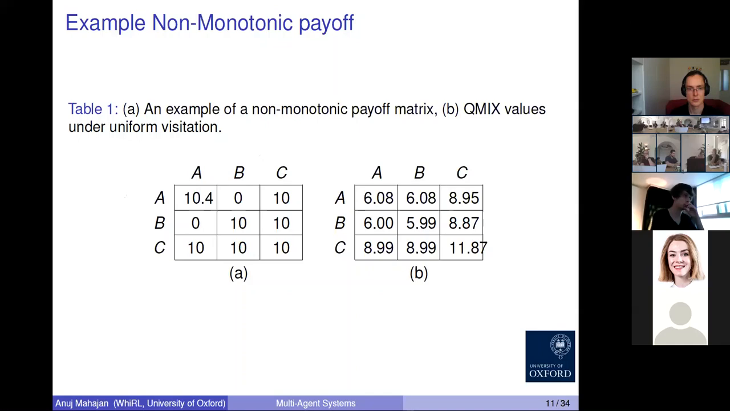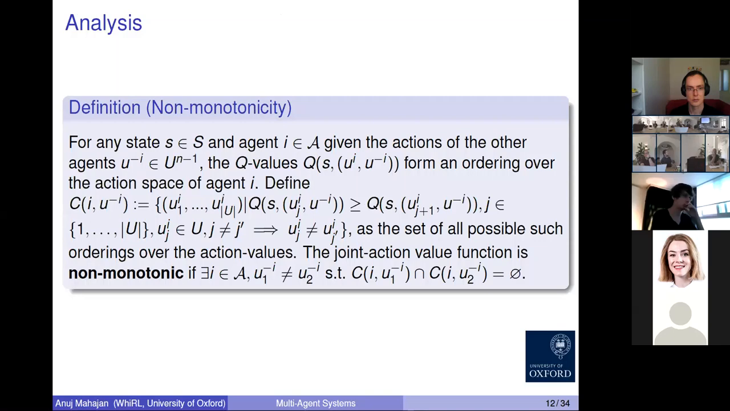And in general, non-monotonicity can be captured using this definition here, which covers every kind of case possible based on this conditioning property, which I previously mentioned. So yeah, it's a very big definition, but I hope the rigorous people will find it useful if they want to look at it.